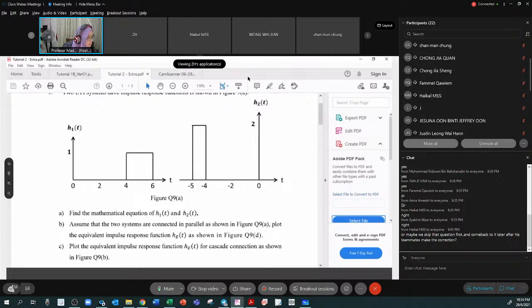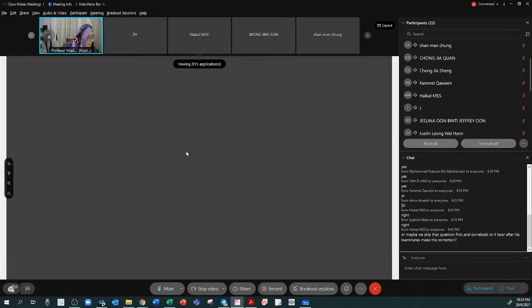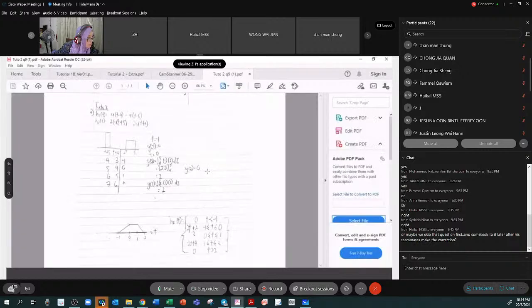Oh, wait. Okay. I think I just did the convolution integral. You did the convolution, right? Actually you answered the C part. Okay, so cascade is convolution.